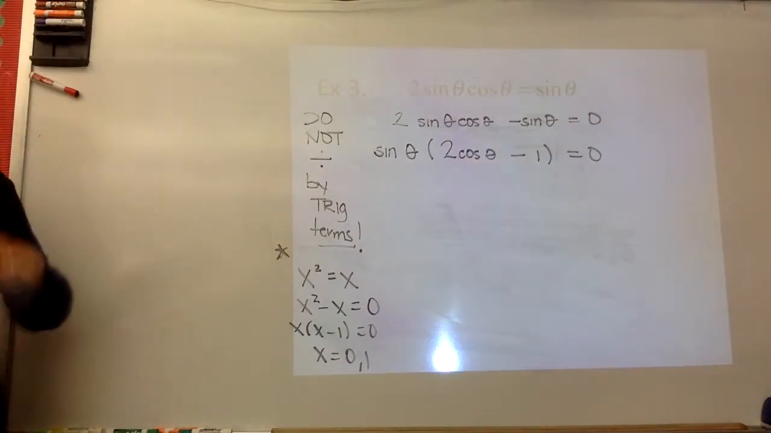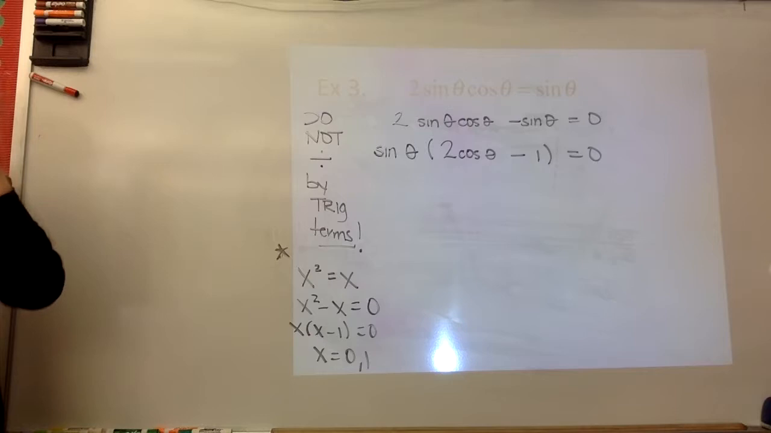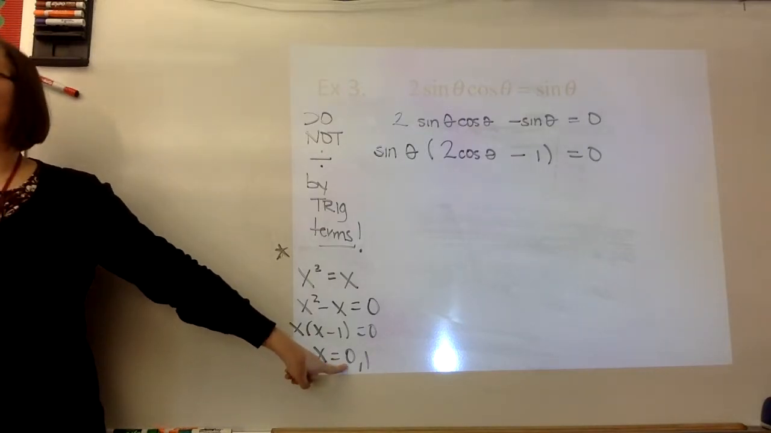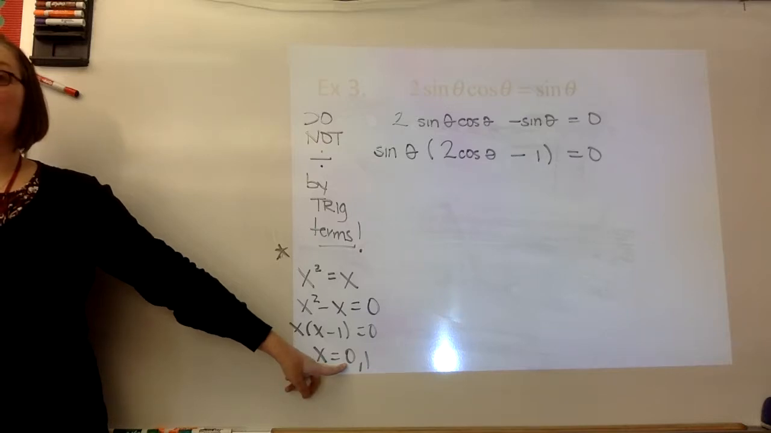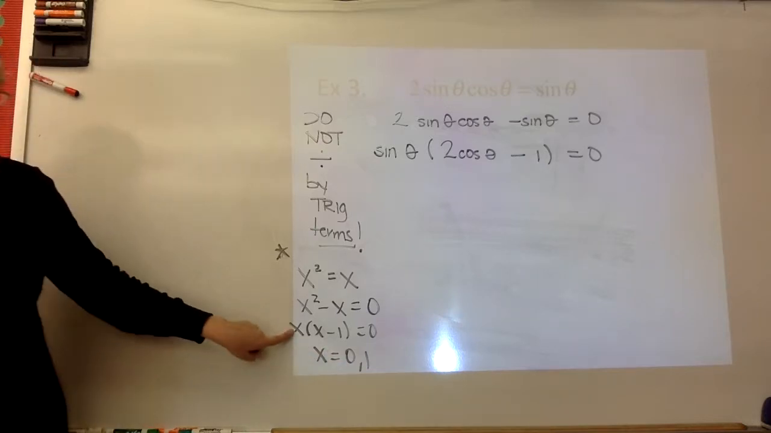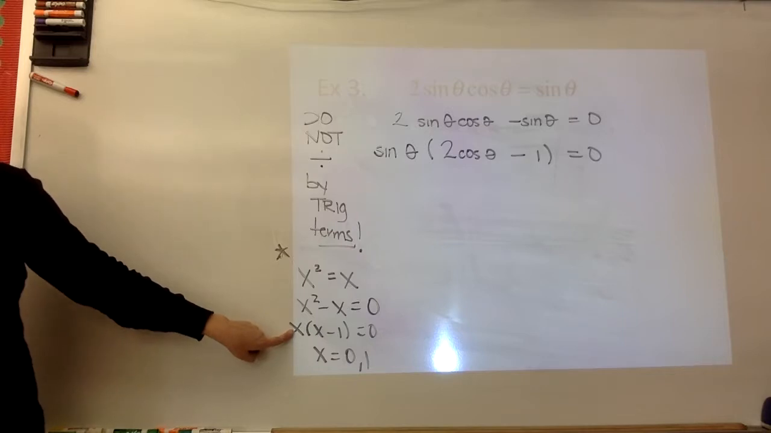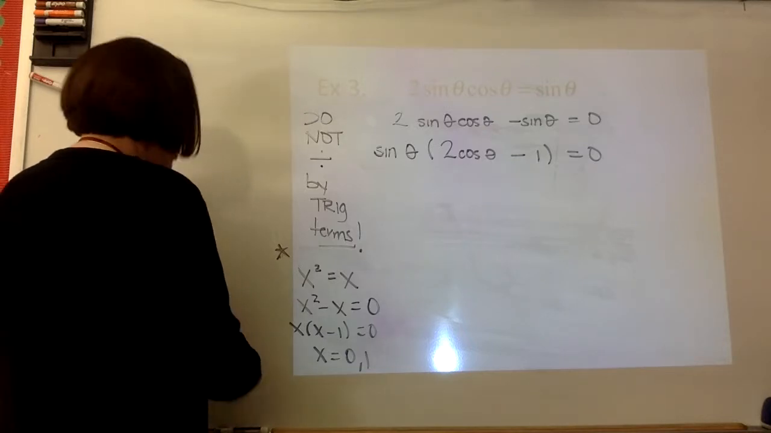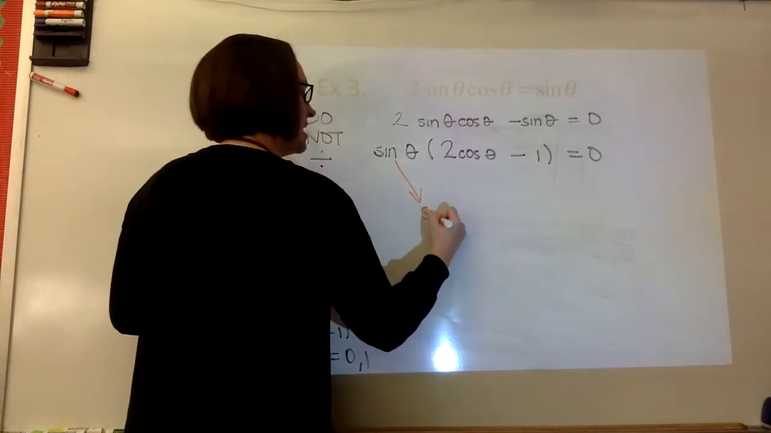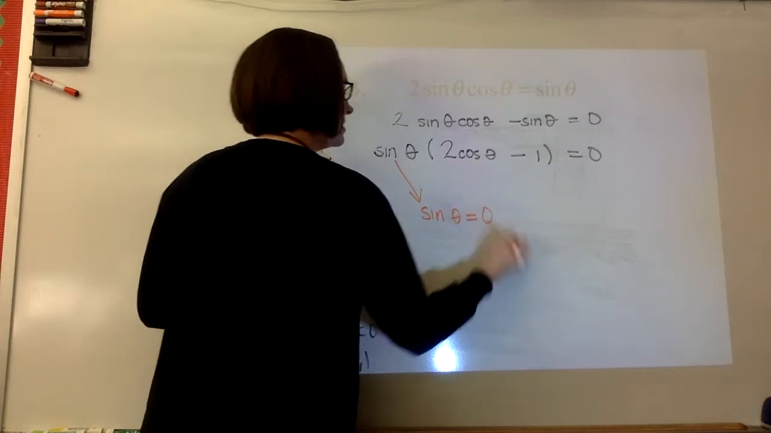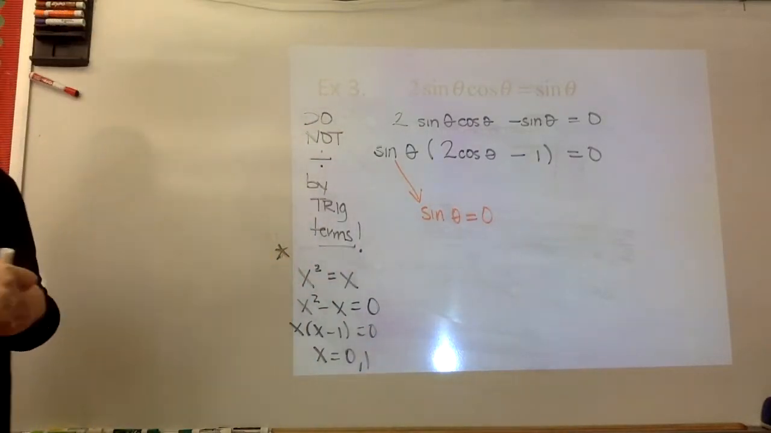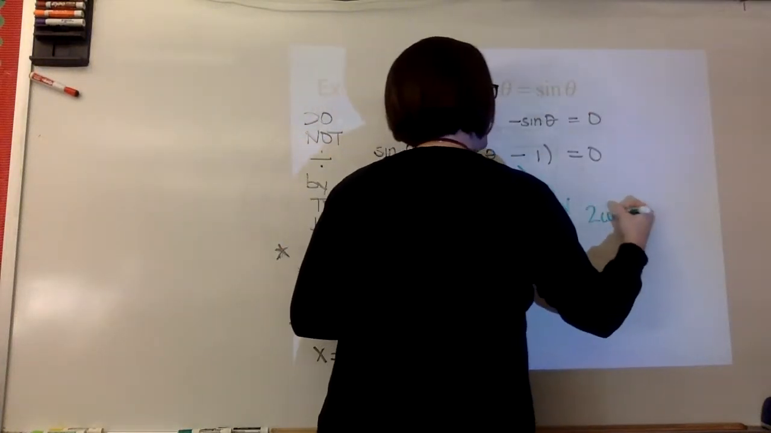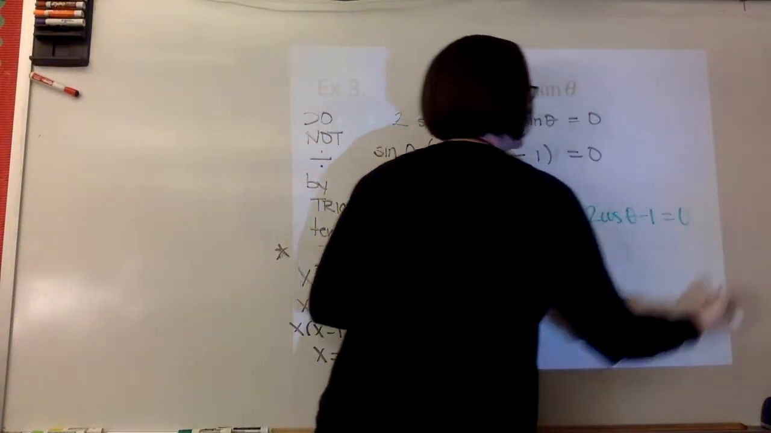Now, this is where those of you who do a lot in your head sometimes make up your own rules. How did I actually generate 0 down here as a solution on the far left? You take what's on the outside and set it equal to 0. I'm going to do the same thing here. In orange, I'm going to take sine theta and set it equal to 0. And then in green, I'm going to do this part separately. I'm going to take 2 cosine theta minus 1 and set it equal to 0.